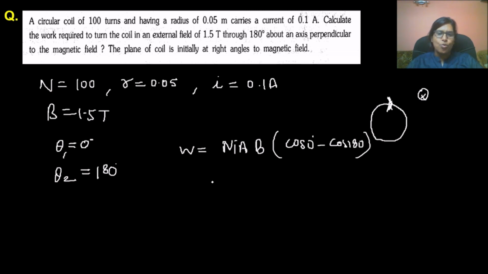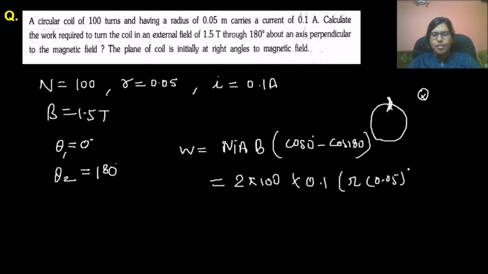So this becomes 2. So it will be 2 into number of turns, which is 100, I is given 0.1. Area will be, it's a circular coil, so pi r square. R is given 0.05 and B is given 1.5 Tesla. So calculate this, you will find the work done in rotating this dipole.